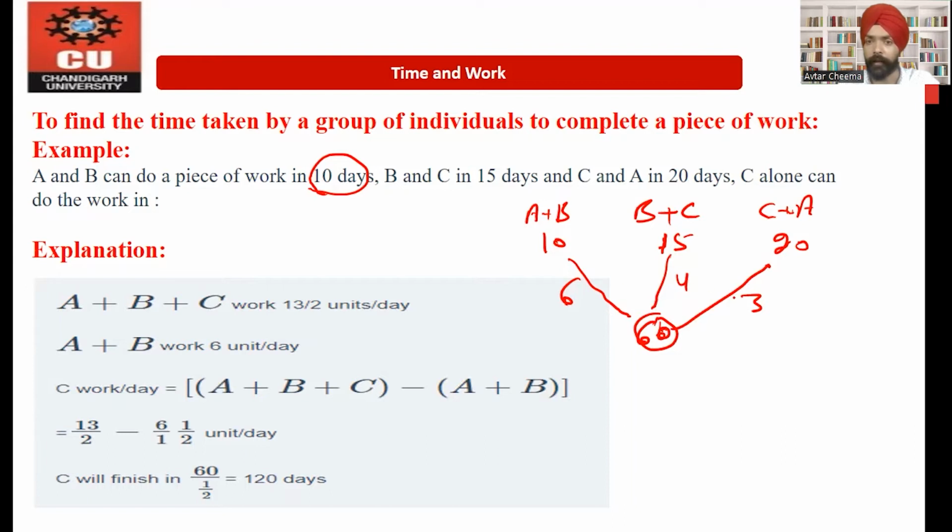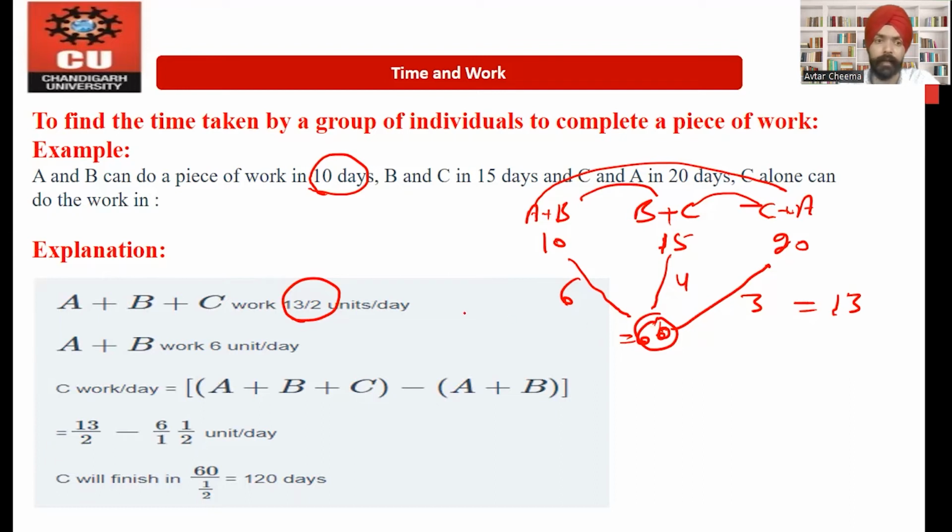Now, if I'm adding all these three numbers, 6, 4, and 3, I'm getting 13. Now, this 13 is when A is counted 2 times, B is 2 times, C is 2 times. But if I have to find out only A, B, and C, then the total will be 13 divided by 2. That will be the total units they are completing in a single day. And total work is this 60.